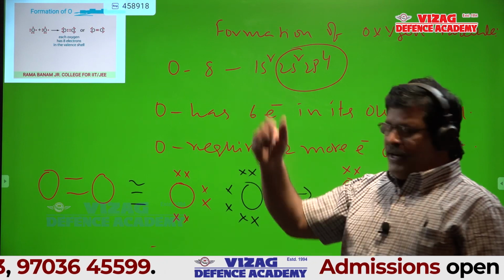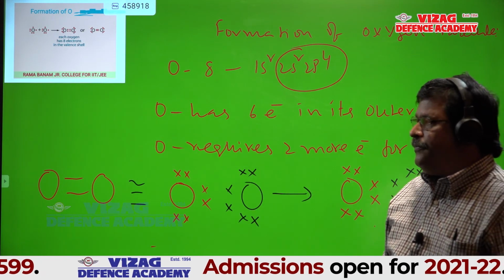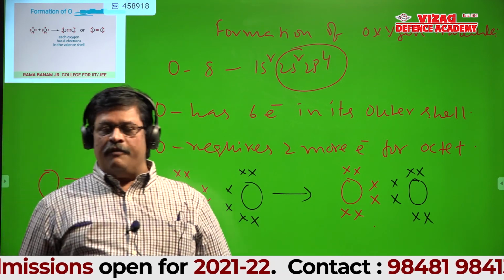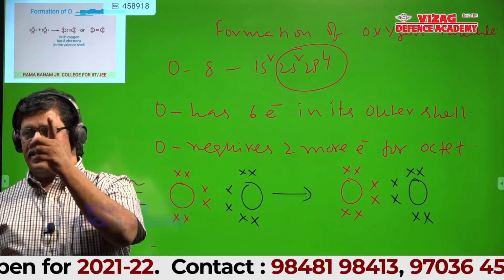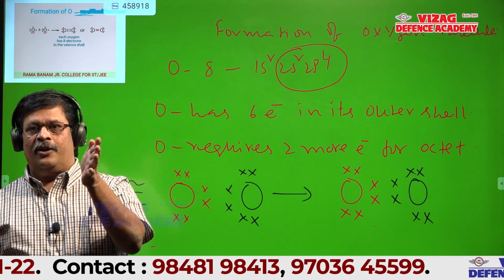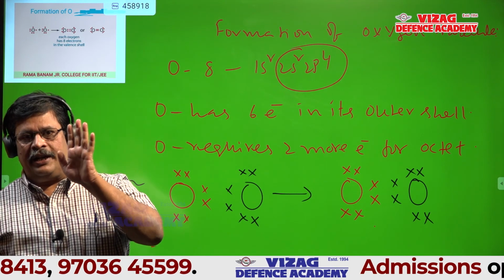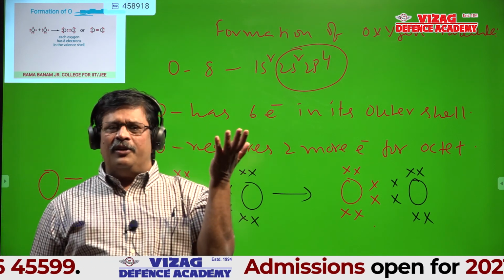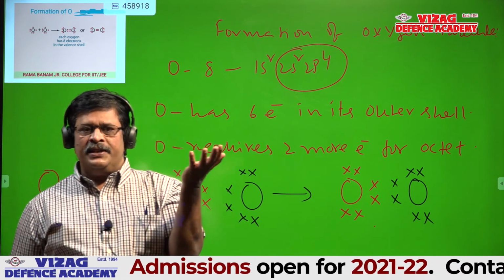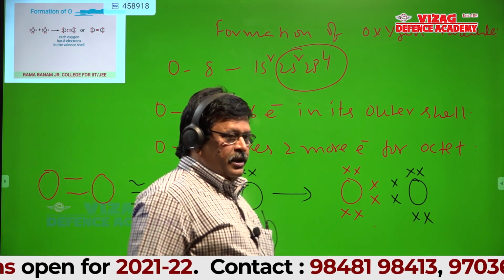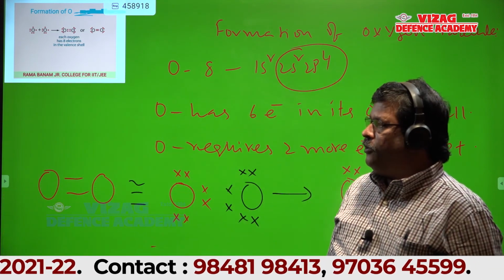Right. Formation of oxygen molecule. First write the oxygen atomic number, write the electronic configuration, circle the outer shell, write how many electrons are there in the valency shell, how many electrons are required for octet. You can write any molecule here if you can follow this. Don't memorize things by heart. Write oxygen 8, 1s2, 2s2, 2p4.